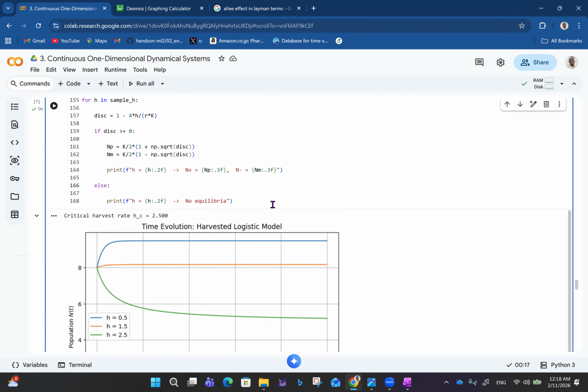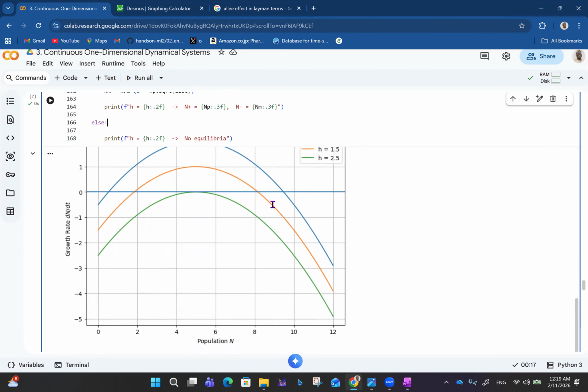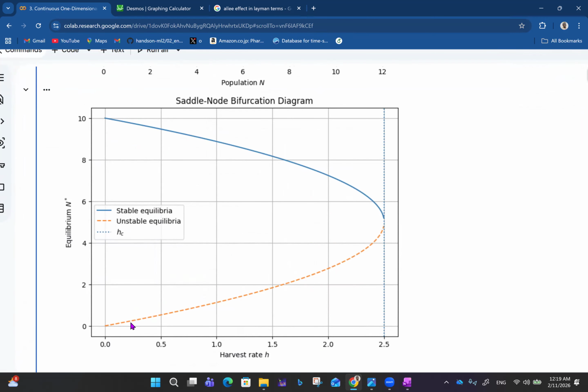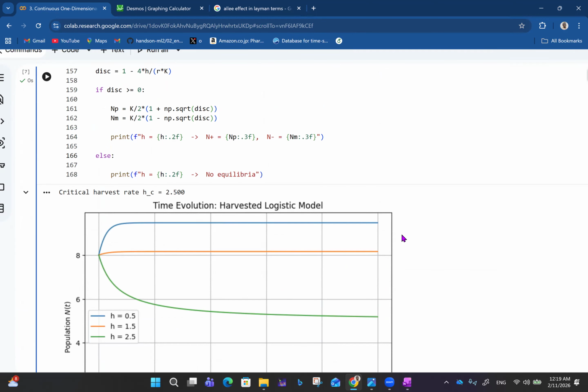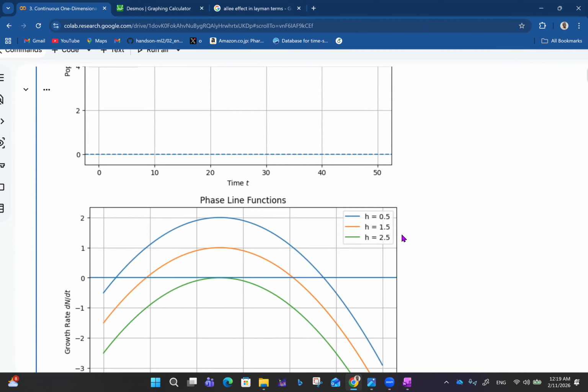With that in place, we then have the phase functions. We talked about the phase functions the other time. You have the growth rate on the x-axis and the population on the y-axis, and the phase lines drawn there. Then we have a saddle node bifurcation, with different equilibria. If you harvest above 2.5, you're probably going to have extinction of the population. If the harvest rate is zero, you have the stable equilibria here, you have the unstable equilibria here, and HC here is the 2.5. That's the critical harvest rate right there. So we have this kind of saddle node bifurcation, like we saw the other time.